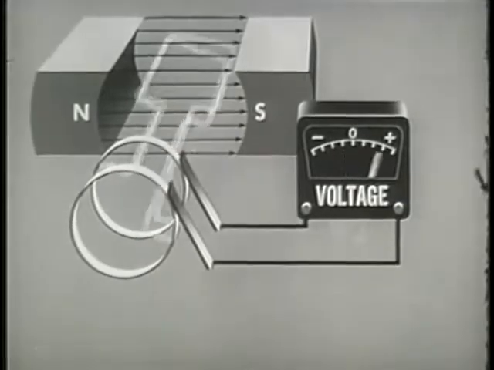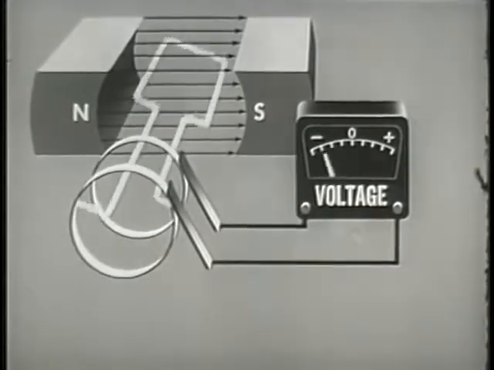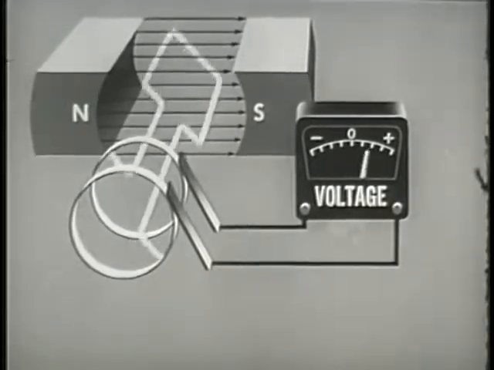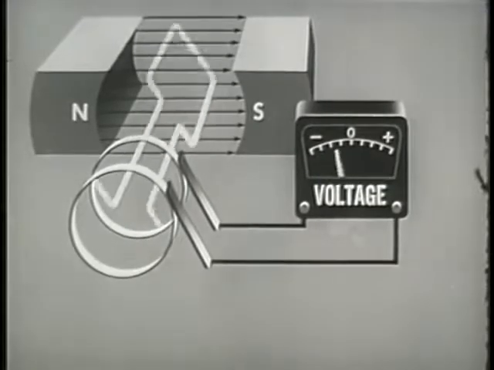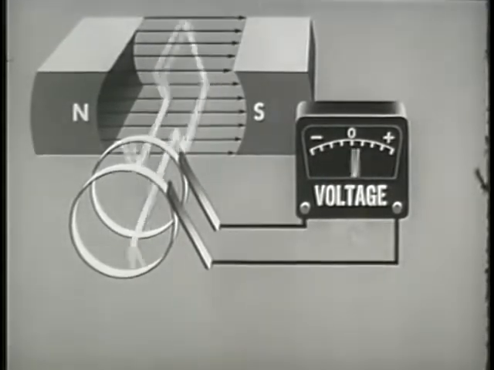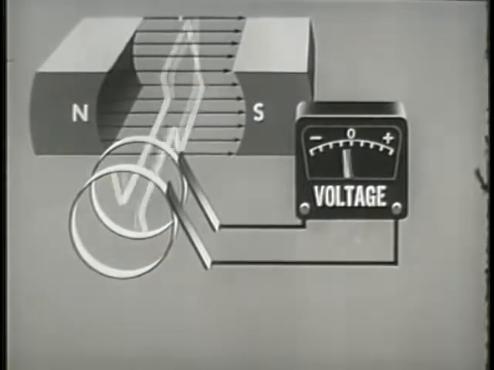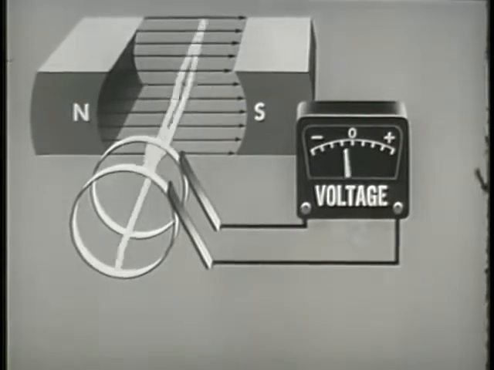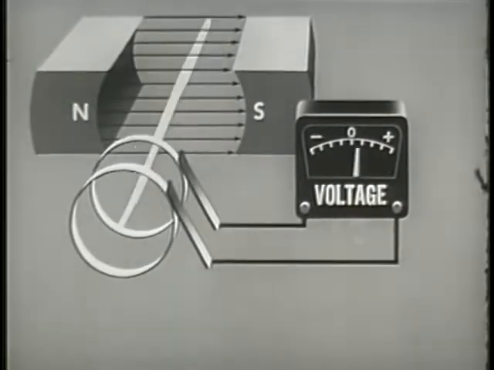To maintain the AC character of the output in this generator, we use slip rings instead of the commutator segments used in the DC generator. This use of slip rings is the only structural difference between AC and DC generators.